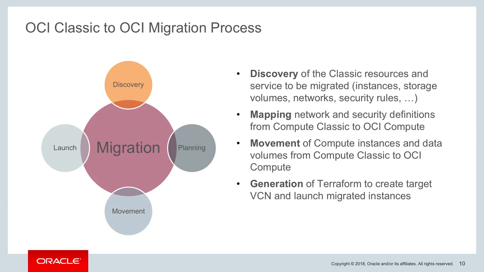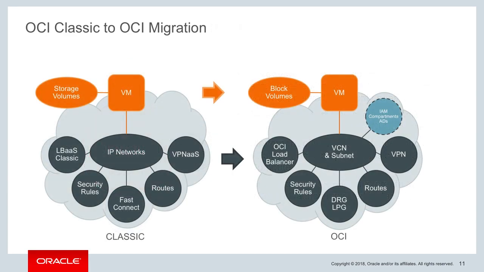You'll then migrate your compute instances and data volumes from Compute Classic to OCI Compute using a tool. And using a tool, you can also generate a Terraform script to create target VCN and launch migrated instances. This will give you a picture of what a migration process from Classic to OCI looks like.